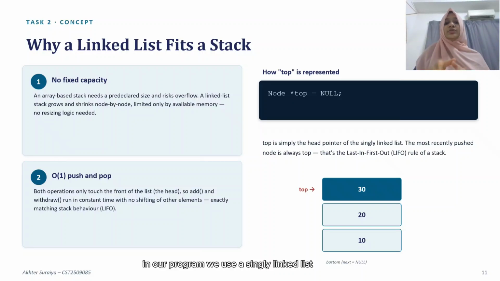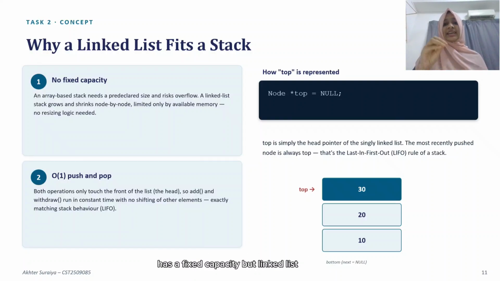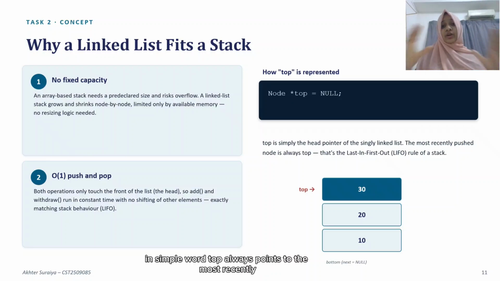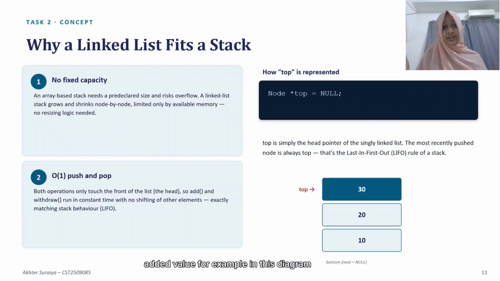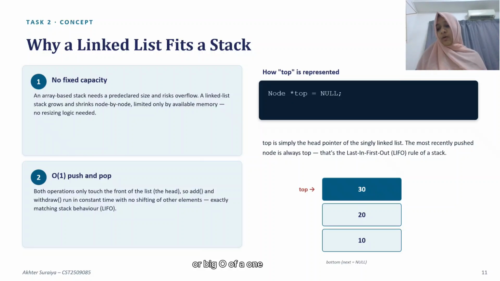In our program, we use a singly linked list instead of an array because an array normally has a fixed capacity, but a linked list stack can grow and shrink dynamically according to the available memory. Here, the pointer called top represents the first node of the linked list. In simple words, top always points to the most recently added value. For example, in this diagram, 30 is the top value followed by 20 and then 10. Since both adding and withdrawing happen at the top, these operations take constant time, or big O of 1.